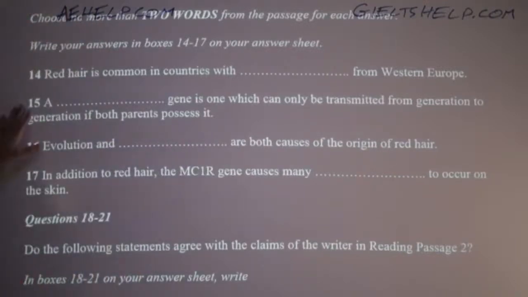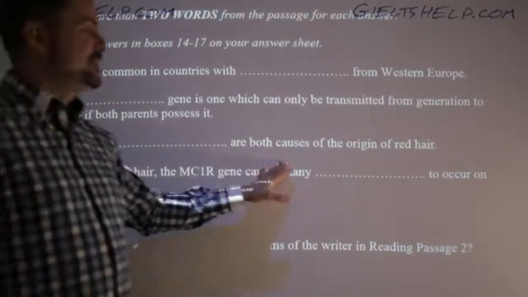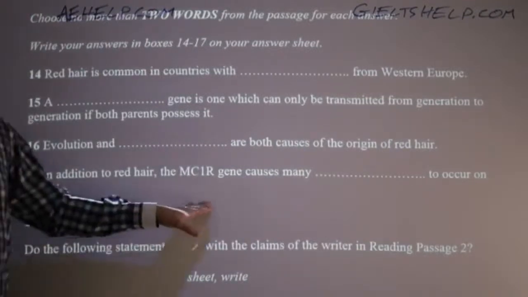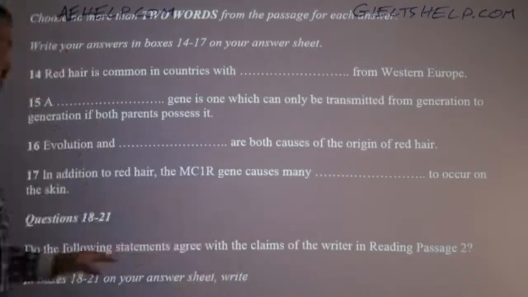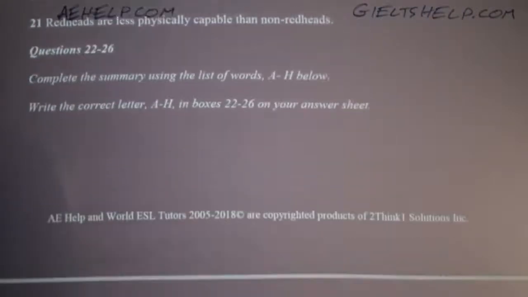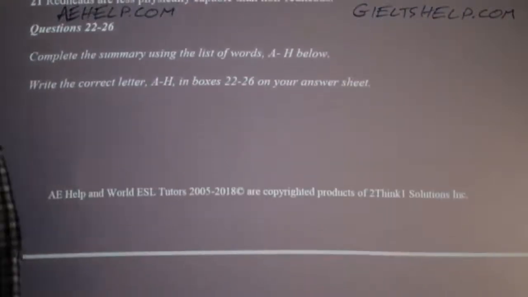All right. Number 16, evolution and something are both causes of the origin of red hair. In addition to red hair, the MC1R gene causes many something to occur on the skin. All right, and then we have a yes, no, not given. Don't worry about it. Okay, skip through that. We'll deal with that after we read the passage.